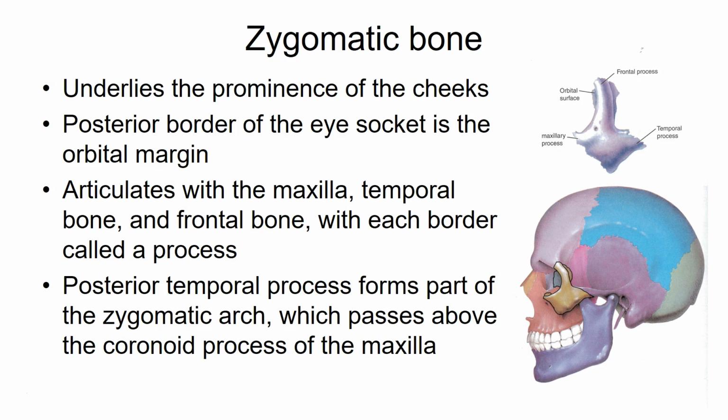And each of those connections is a transparently named process. So the maxillary process connects to the maxilla, frontal process to the frontal bone, and temporal process to the temporal bone. The posterior part of that temporal process forms part of the zygomatic arch, which passes above the coronoid process of the jaw, and again helps define the sides of the face, the cheekbone area.